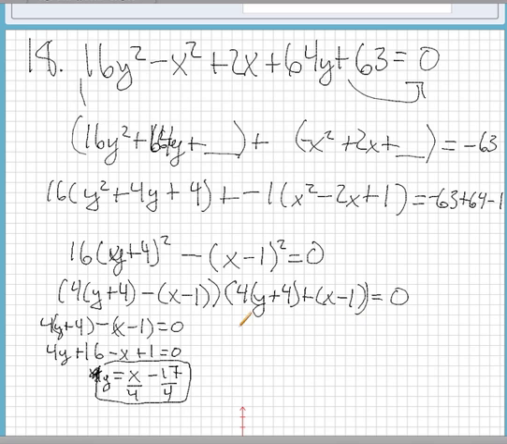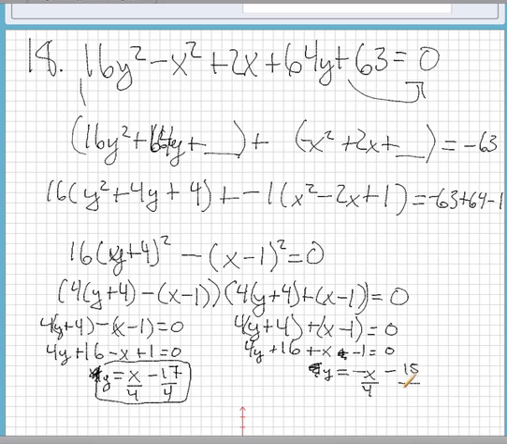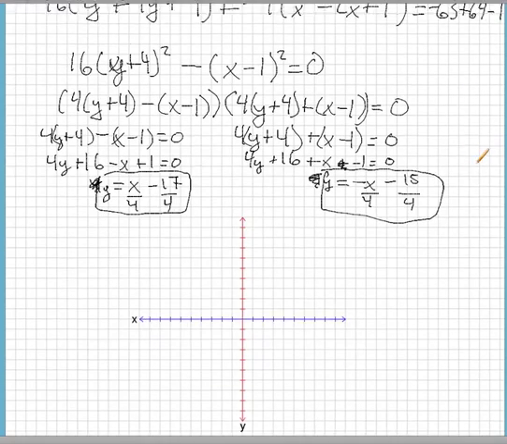And we're going to do the other one as well. So it's 4y plus 4 plus x minus 1 equals 0. Then it's the same thing, 4y plus 16 plus x, and now this is going to be minus 1 this time, equals 0. So it's 4y equals negative x this time, and then minus 15, and then divide both sides by 4, and then that's our other line that we're going to graph.